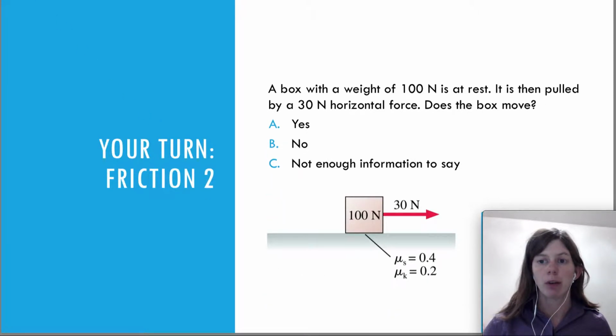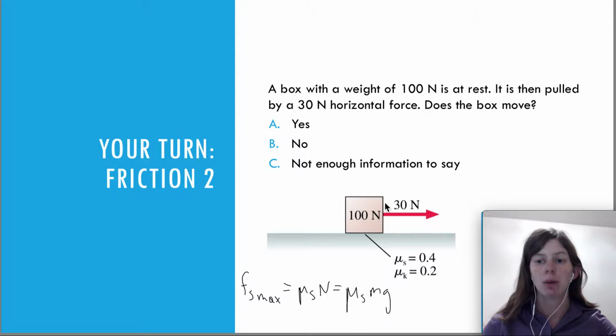A box with a weight of 100 newtons at rest is then pulled by a 30 newton horizontal force. Does the box move? So in order for the box to move, that pulling force has to be greater than the maximum static friction force. The maximum static friction force is mu n. In this case, mu n is equal to mu mg. Again, this is not always the case, but this is the case because the normal force and the weight are the only two vertical forces, so they balance each other because we're in equilibrium in the y direction.